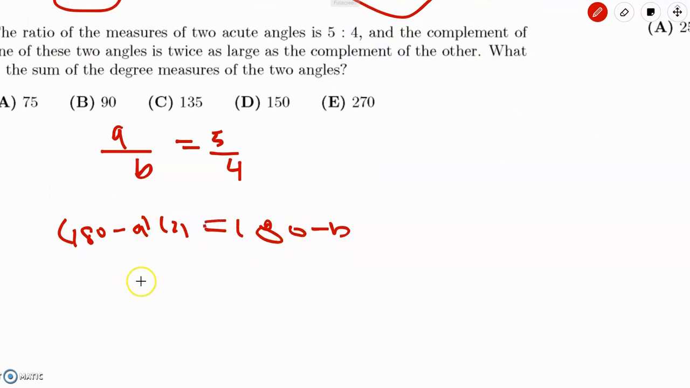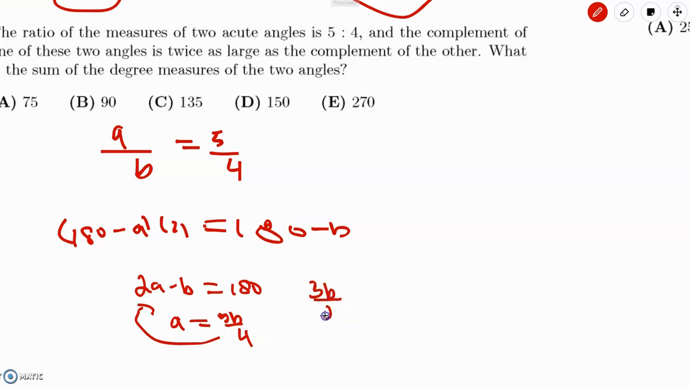If you rearrange the second equation, you'll get 2A minus B equals 180. And we get A equals 5B over 4 by the first equation. If you plug this in, you'll get that 3B over 2 equals 180. So that means B is equal to 120. And A is equal to 5B over 4, which is equal to 150. And the sum of 120 and 150 is 270, so that's the answer.